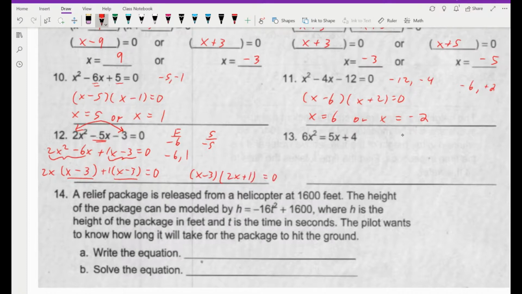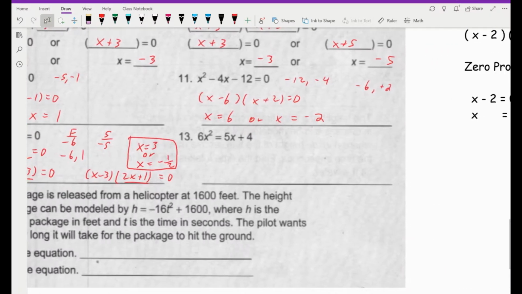And we solve. x will equal 3, or we have to solve this equation here, but we'll subtract 1 and divide by 2. Or x equals negative 1 divided by 2. And there's our two solutions.